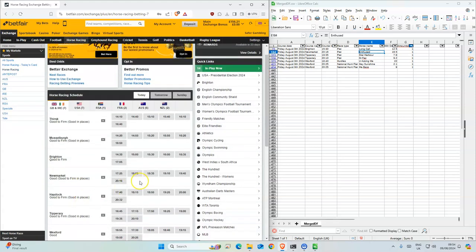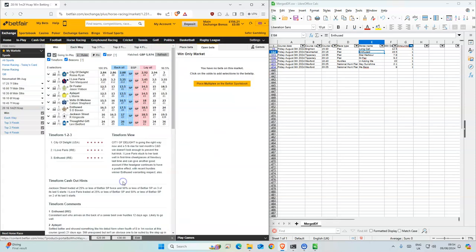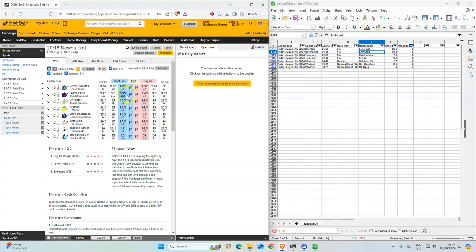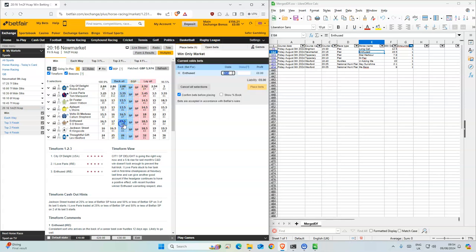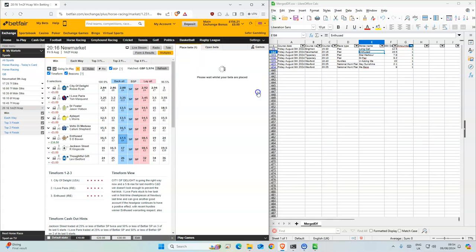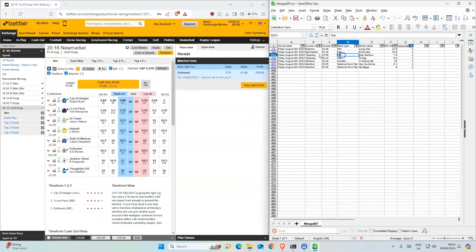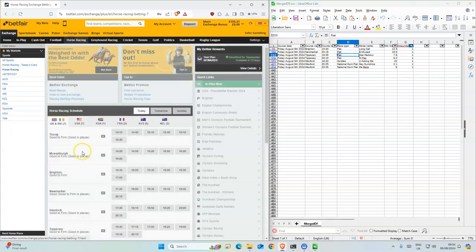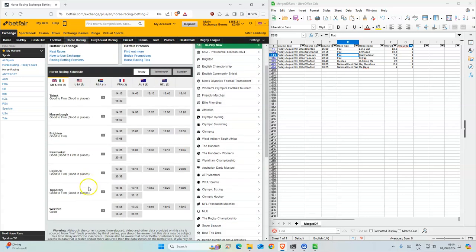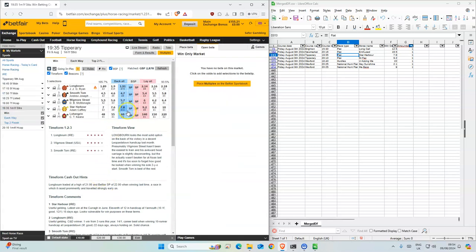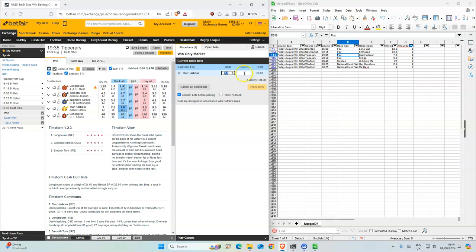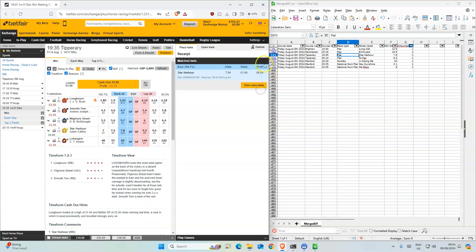Newmarket. This is a bit higher too, so we'll take that. £35. Star Harbour. 7.8 is basically the same as it was.